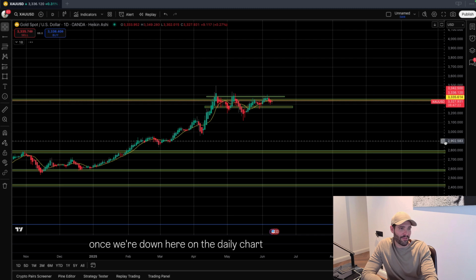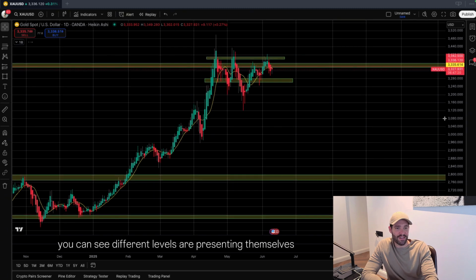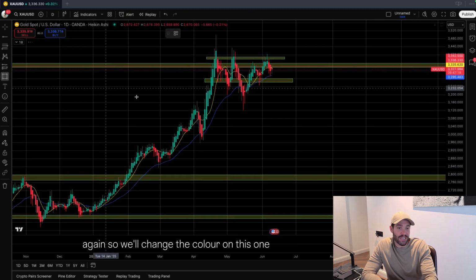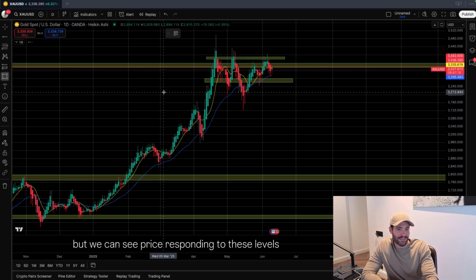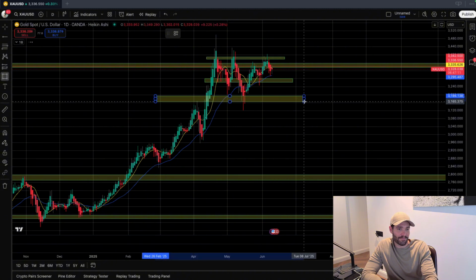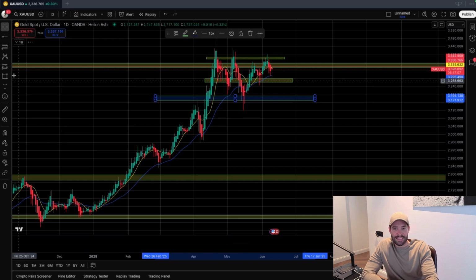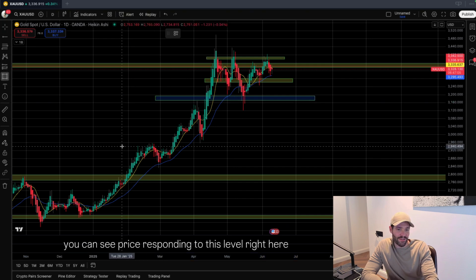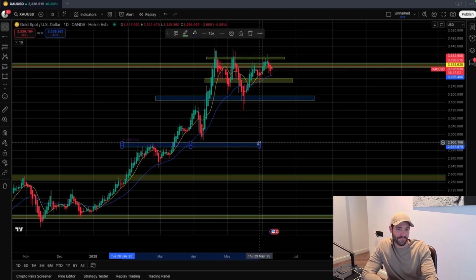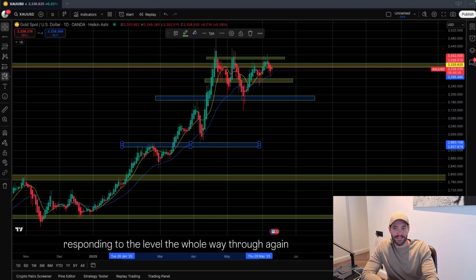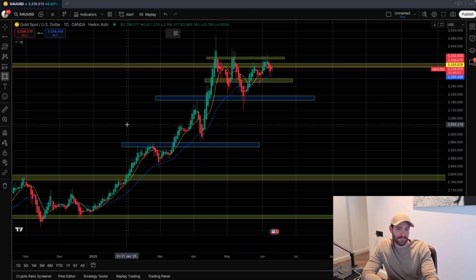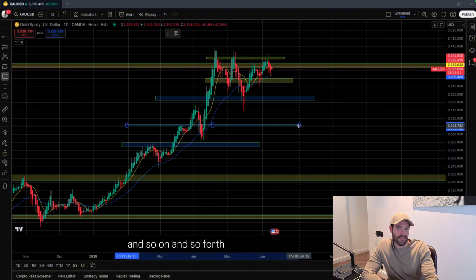Once we're down here on the daily chart, you can see different levels are presenting themselves again. So we'll change the color on this one, but we can see price responding to these levels right here. Make this like a blue or something. You can see price responding to this level right here. Why? 1 touch, 2 touch, 3 touch, responding to the level the whole way through. Again for this one right here, and so on and so forth.